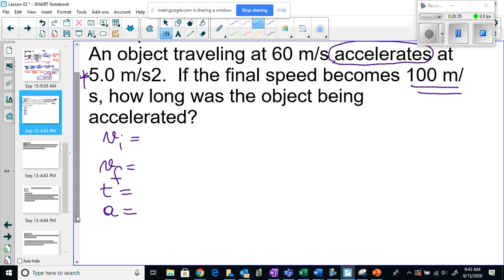In the chat, guys. 60, good. So 60 meters per second. What is the V final? 100, excellent. 100 meters per second. What is time? Unknown, not given. Excellent, good. And what is acceleration?